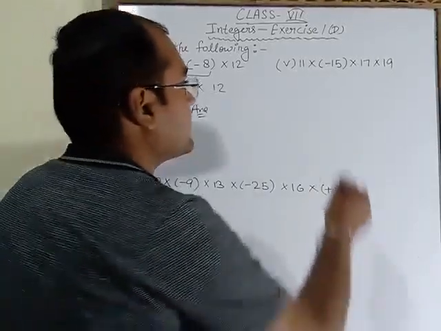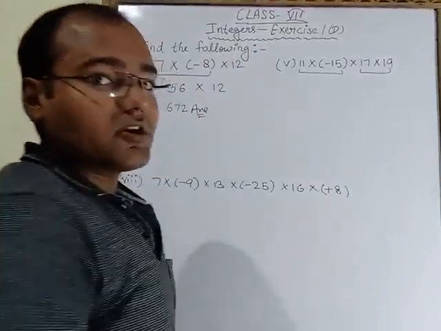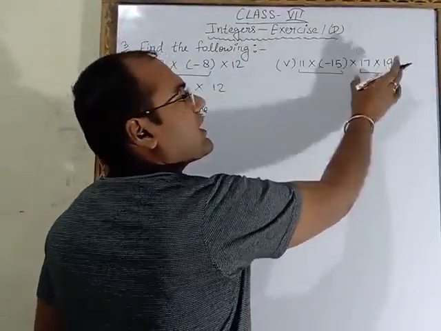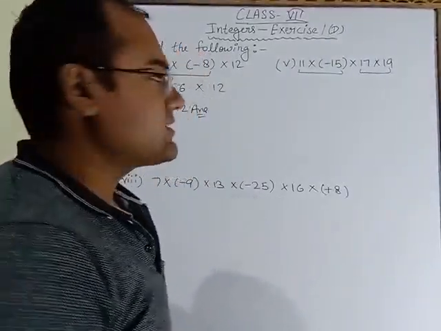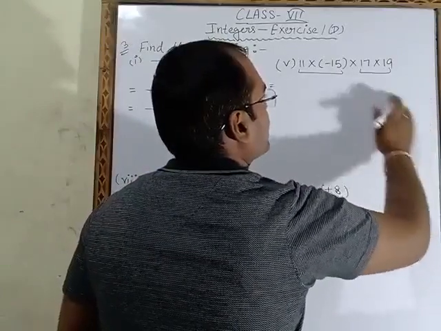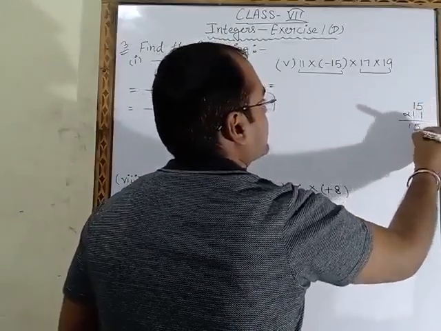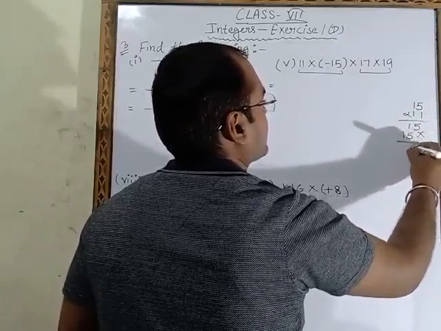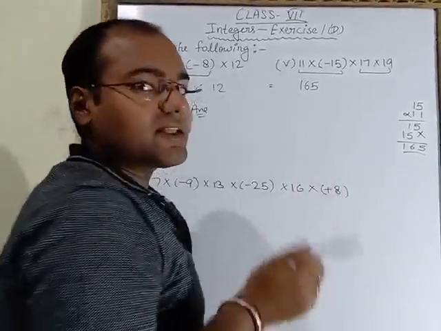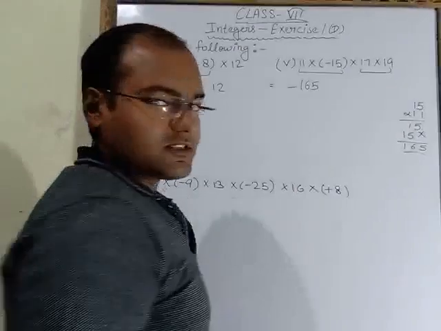Now part number 5. Fifth part. In this how many numbers are coming? 4 numbers are coming. So in this question what do you have to do? First of all we have to multiply these 2 separately and these 2 numbers also we have to multiply separately. So 11 into 15 we have to do. We have to multiply 11 and 15. So the answer is 165. We have to multiply the sign also. The sign of these 2 numbers, plus and minus, will be minus 165.